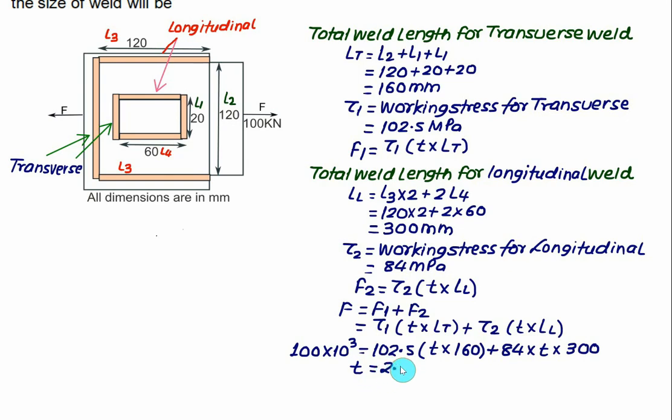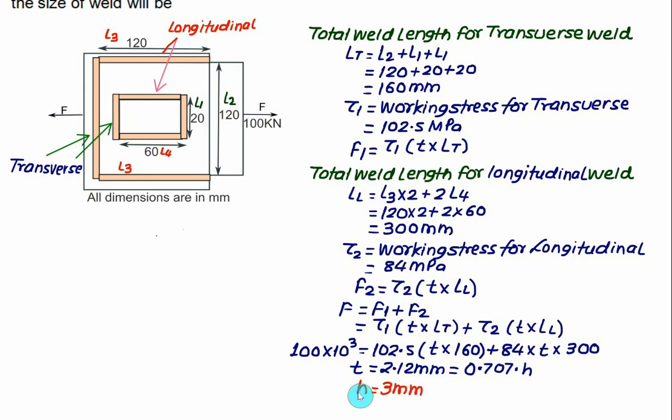So we have throat thickness equal to 2.12 mm. The throat is equal to 0.707 times the leg size. You have to always give the leg size here. So we have H is equal to 2.12 divided by 0.707, which is very close to 3 mm.